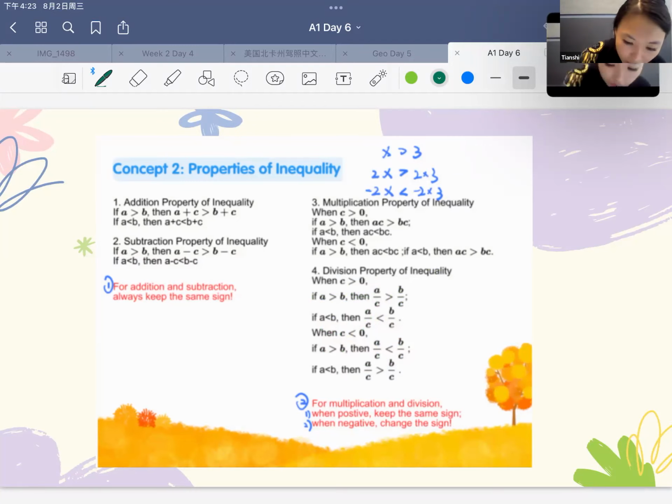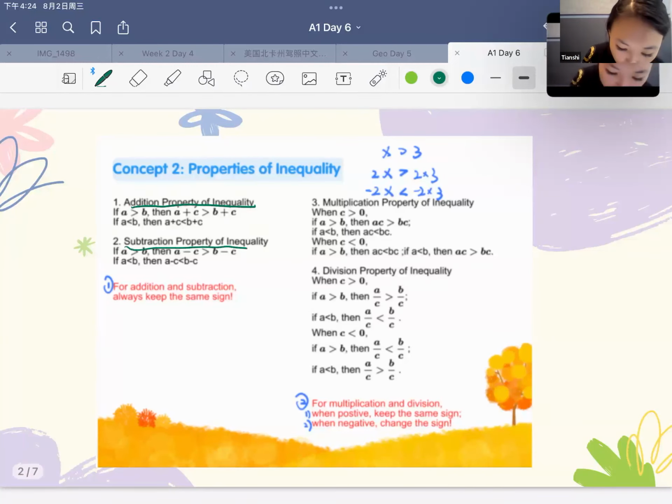So for inequality, we have the addition property. Which means that if A is larger than B, and we add a number on both sides, then the inequality sign still applies. So A plus C is still larger than B plus C. And vice versa, if the situation is A is smaller than B. This is called the addition property. So if we add a number, we don't flip the sign.